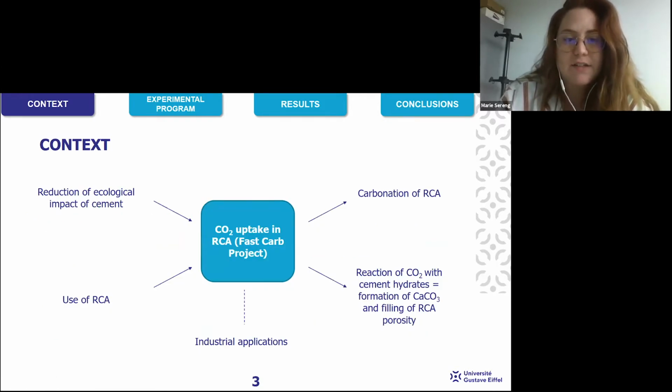Due to this fact, the French National FASCAR project has the main objective to uptake CO2 in recycled concrete aggregates by the reaction of carbonation. This reaction is a reaction between CO2 and cement hydrates and forms calcium carbonate, which fills recycled concrete aggregates porosity to improve RCA properties. The second aim of the National FASCAR project is to optimize the maximum of CO2 uptake in RCA in industrial application.